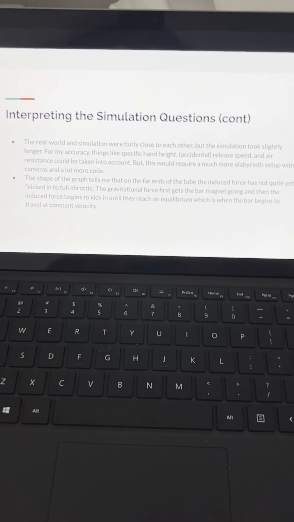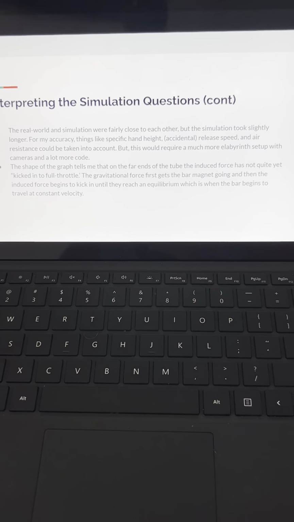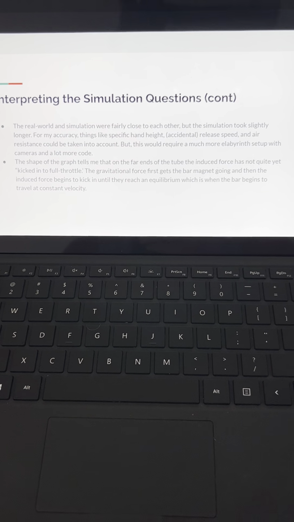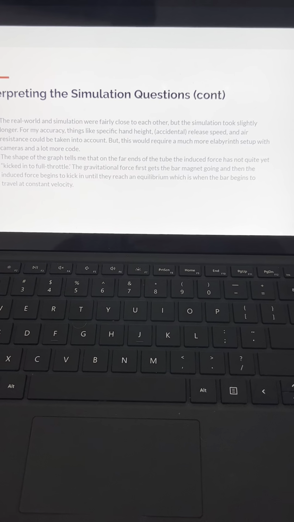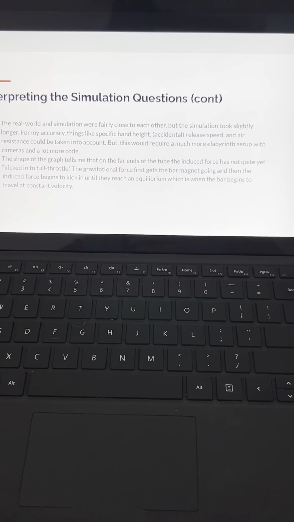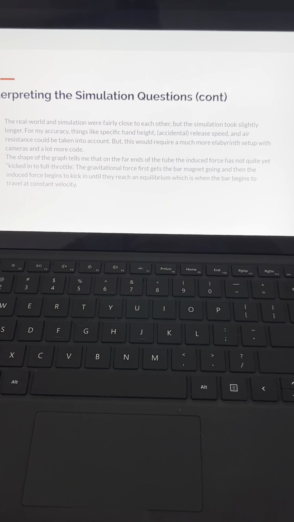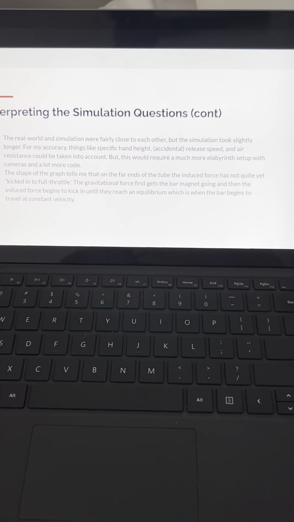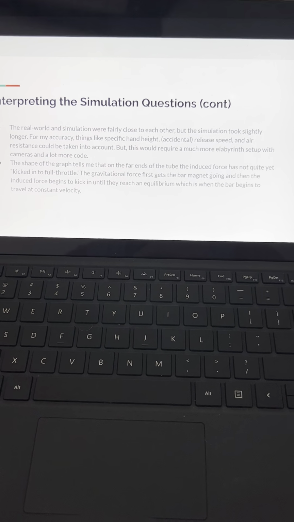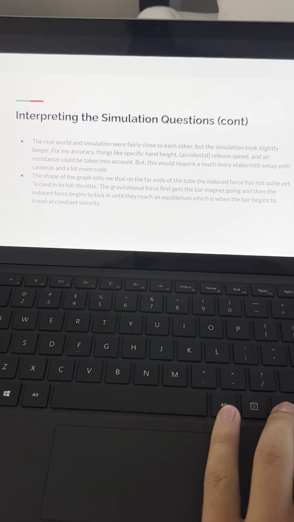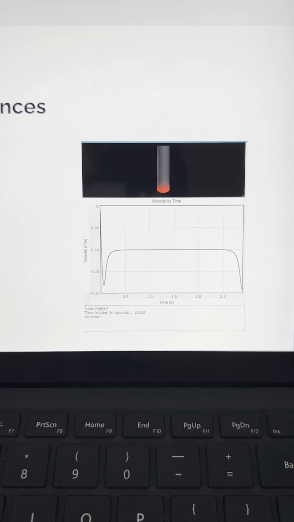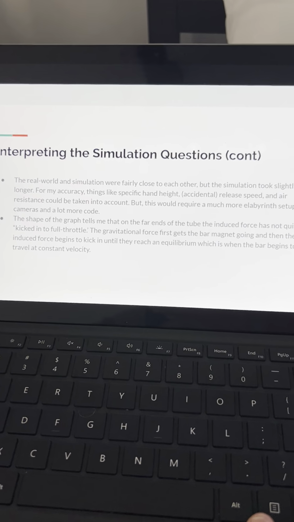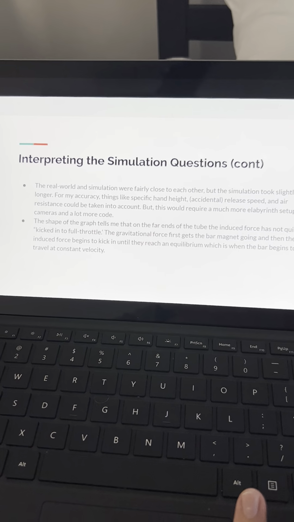So the real world and the simulation are pretty close to each other. To make the simulation more accurate, we could account for where specifically, like millimeters above, you drop the magnet from. If you accidentally release it with any speed, air resistance, stuff like that could be taken into account, but that would be a lot harder to do and need cameras and all the other stuff. And then finally, the shape of the graph tells us that it takes a second for the induced force to kick in. You can see the shape of the graph right there.